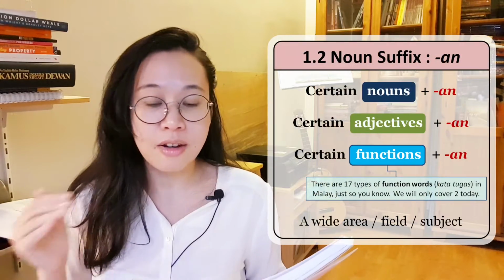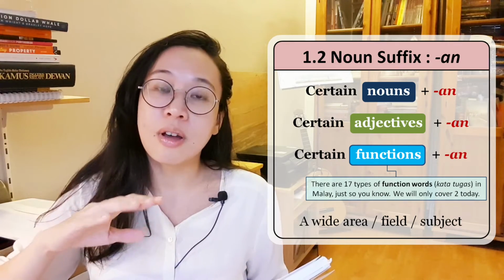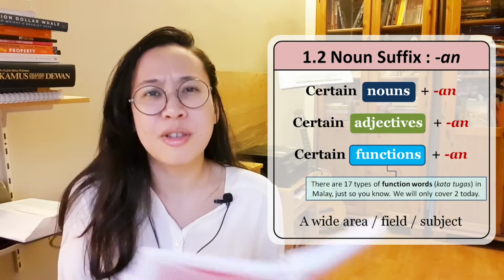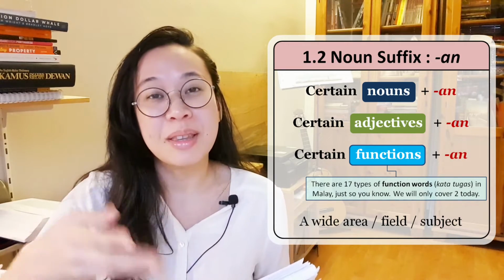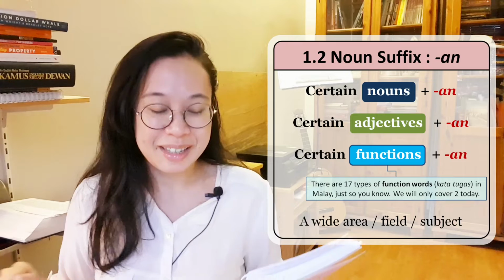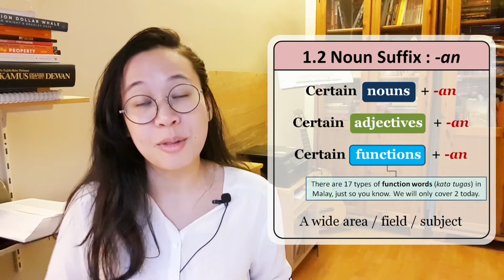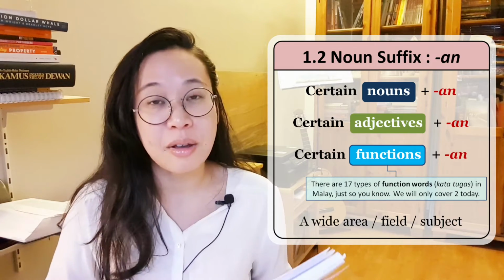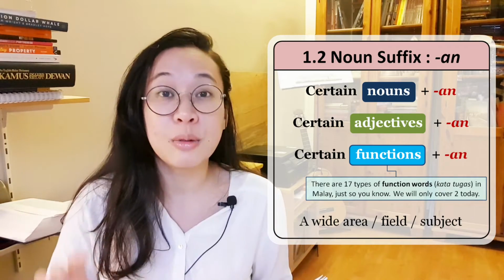Okay, next one. That was the first meaning for an. In the second meaning, an is combined with noun, adjective, and function that is related to direction. When I say function, in Malay it is called kata tugas. In English, it's the function word. What it means is it cannot stand alone. The word is meant to perform a grammatical function in the sentence. In Malay there are 17 different categories of these functional words, and for this one it is pertaining specifically to direction.